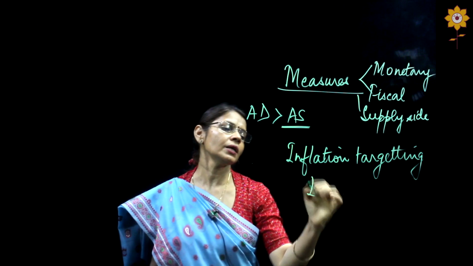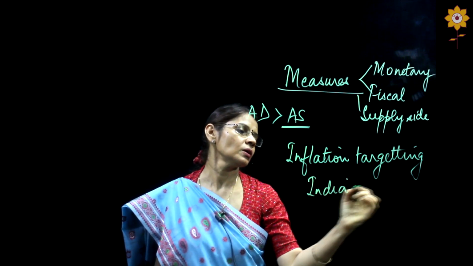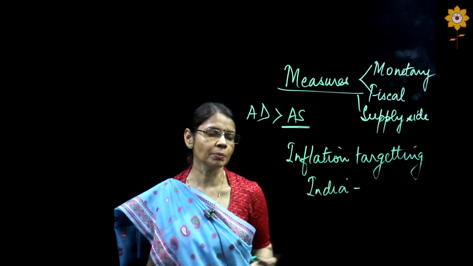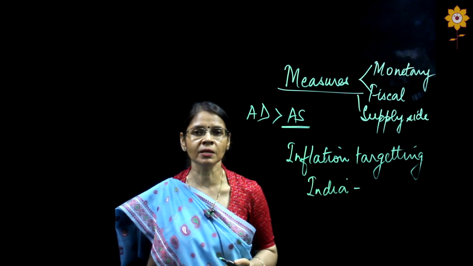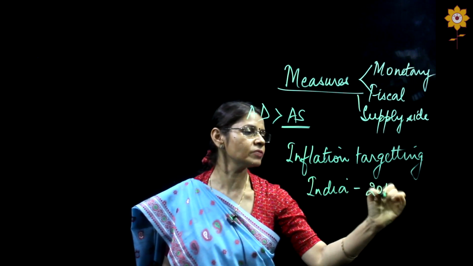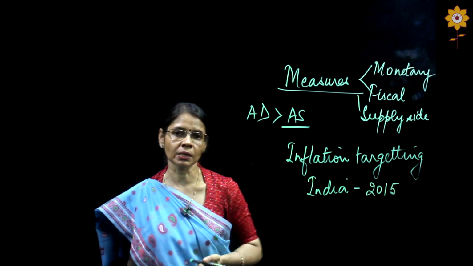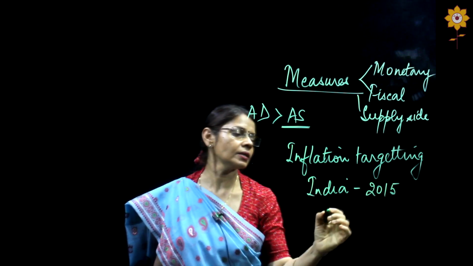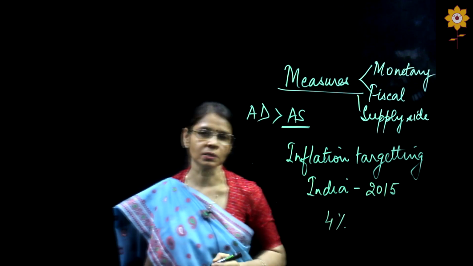In India it was followed between the RBI and the Government of India. Jointly they decided to have a monetary policy framework in 2015, and they decided to bring in this inflation targeting. This inflation targeting in India has been set at 4%.